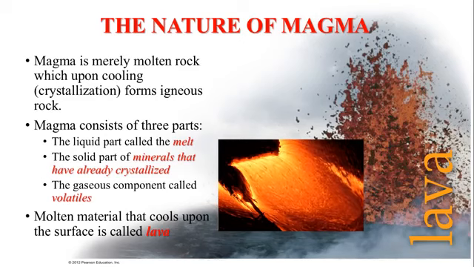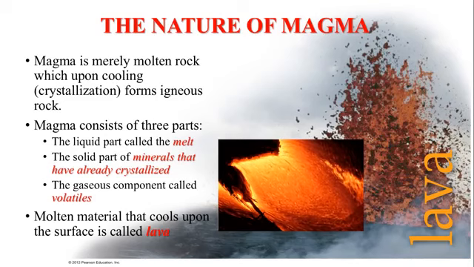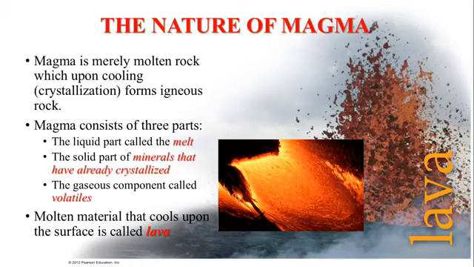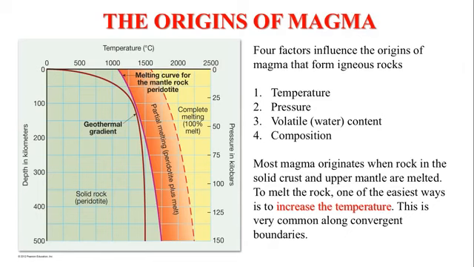Now, whenever you start talking about this liquid material, this magma, what you have to realize is that magma does consist of three parts. It consists of the liquid part called the melt. It consists of the solid part, which are the crystallized minerals, and then it consists of the gaseous component called volatiles. So there are three major components of magma.